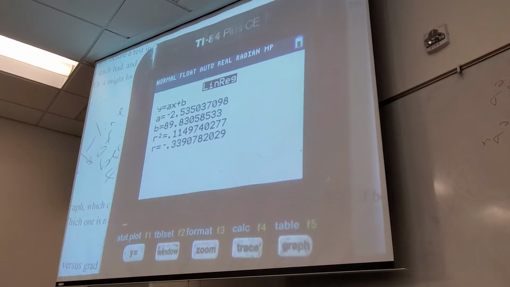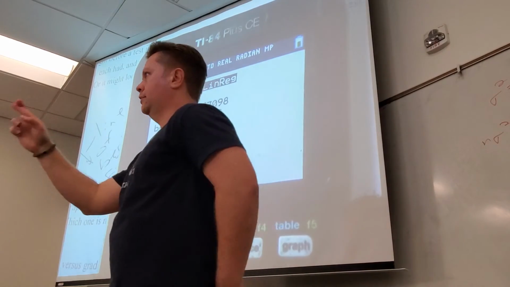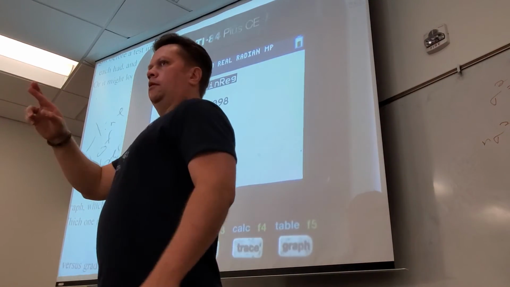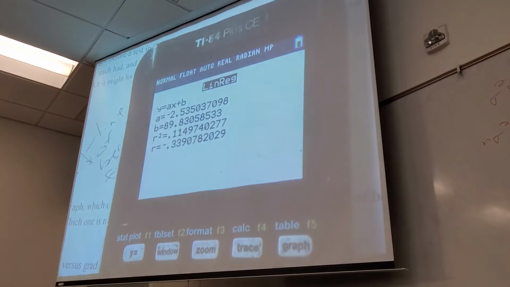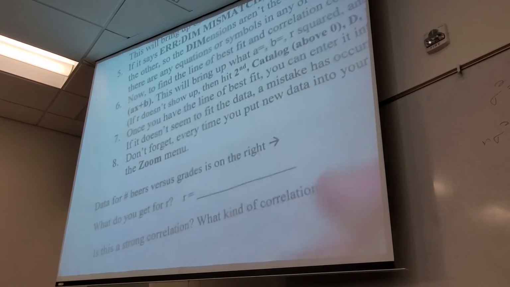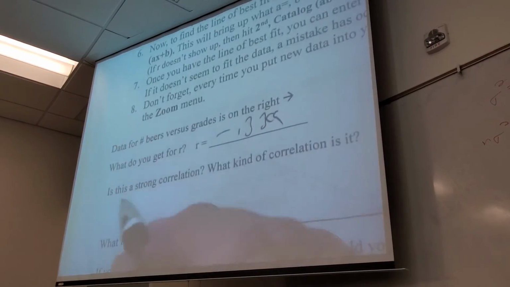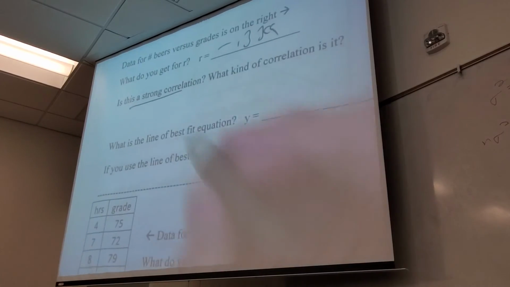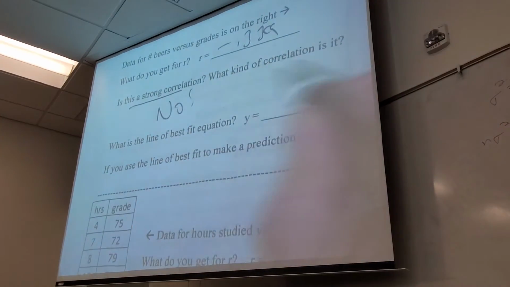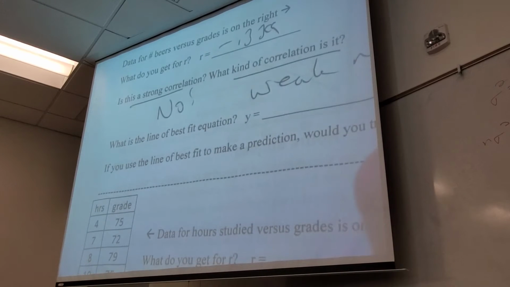-0.339. Definitely closer to 0 than to -1 because it's not a very strong correlation. Maybe? So how do we answer these questions? Let's see, I have some questions on here. What do you get for R? Is this a strong correlation? No. What kind of correlation is it? Weak? Negative?